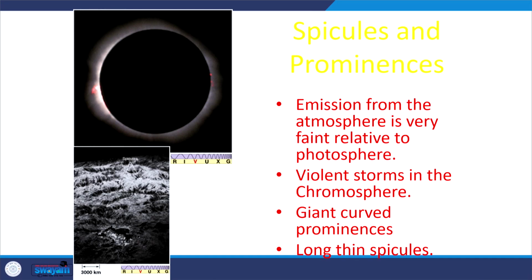Right. Now, if you talk about the spicules and prominences, their emissions from the atmosphere are very faint relative to the photosphere. Okay, they are very faint. You won't be able to see them otherwise. And what else constitutes this? Violent storms in the chromosphere, giant curved prominences, long thin spicules. All these features can be seen in the chromosphere when you mask the visible disk.